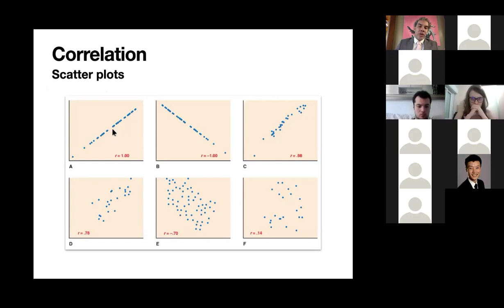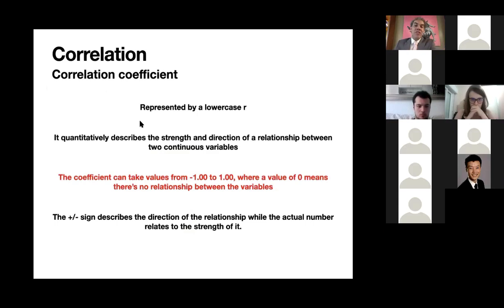Now, correlation coefficient. What I showed you here, this r, is called the correlation coefficient. It's represented by a lowercase r. It quantitatively describes the strength and direction of a relationship between two continuous variables. In other words, it quantitatively describes the strength and direction of a correlation. The coefficient can take values from -1 to 1, where a value of 0 means there's no relationship between the variables.